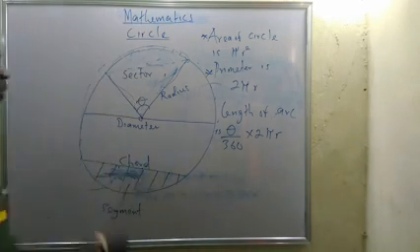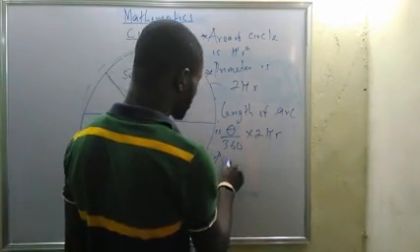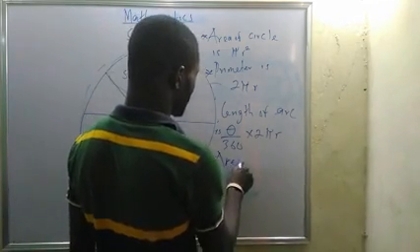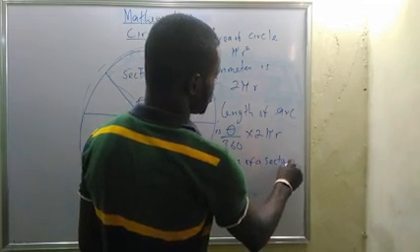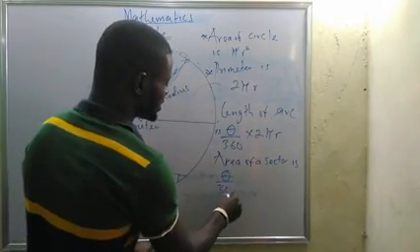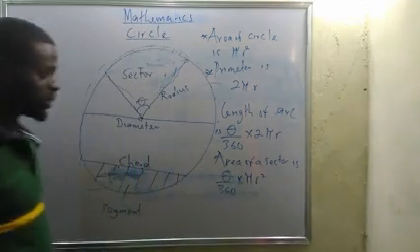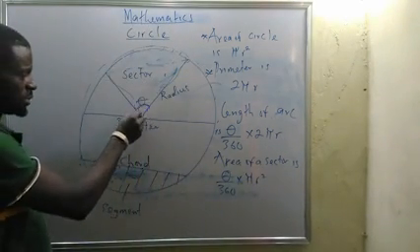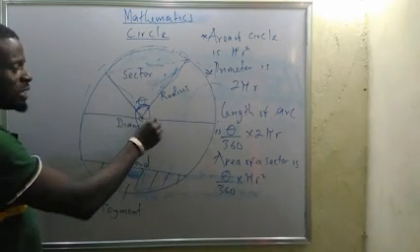Now, the next thing I want you to understand is area of a sector. Area of a sector is theta all over 360 multiplied by pi r squared. Theta is just like the angle form. This is the angle, this is the theta. I can have another, we call it beta.